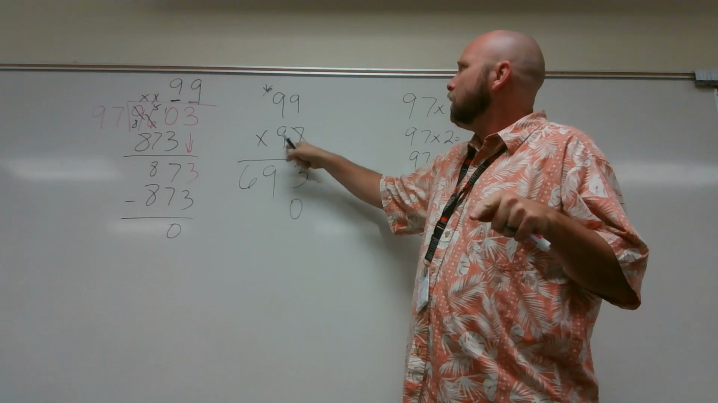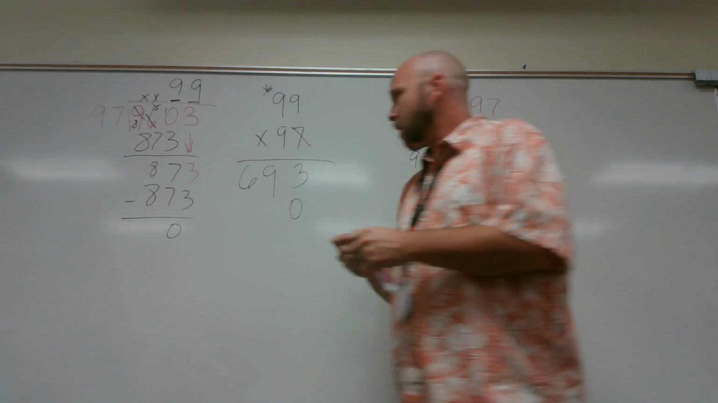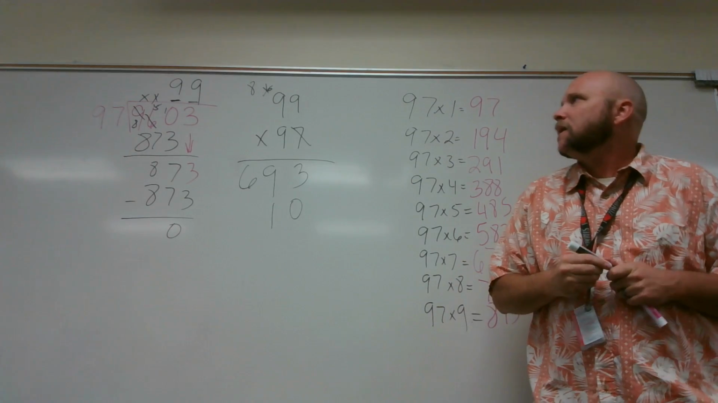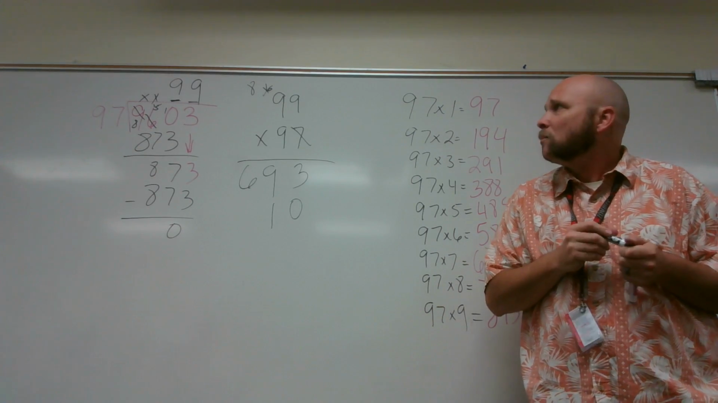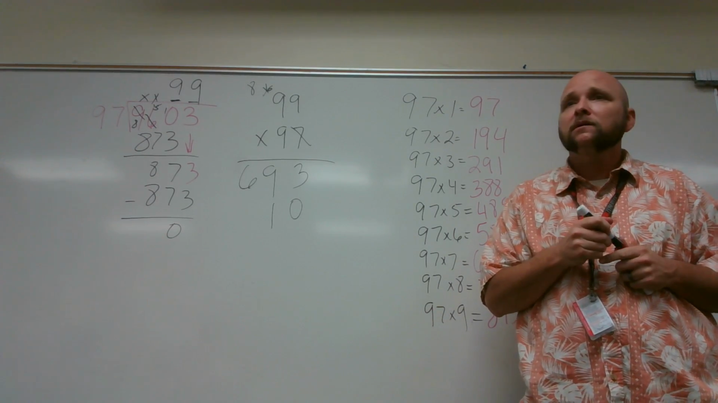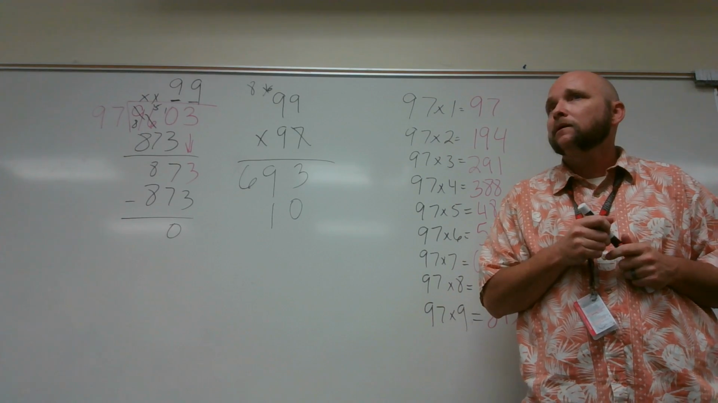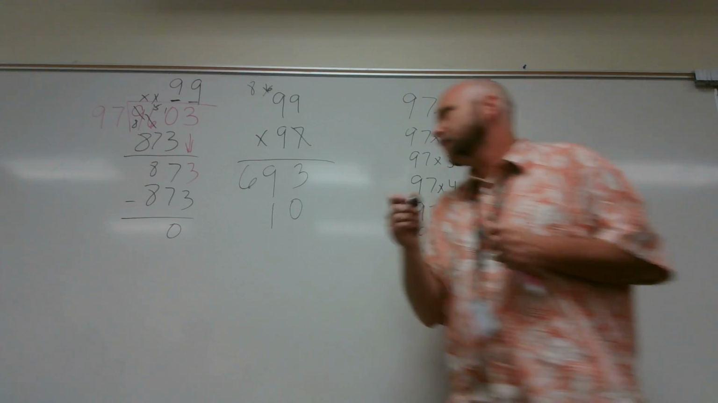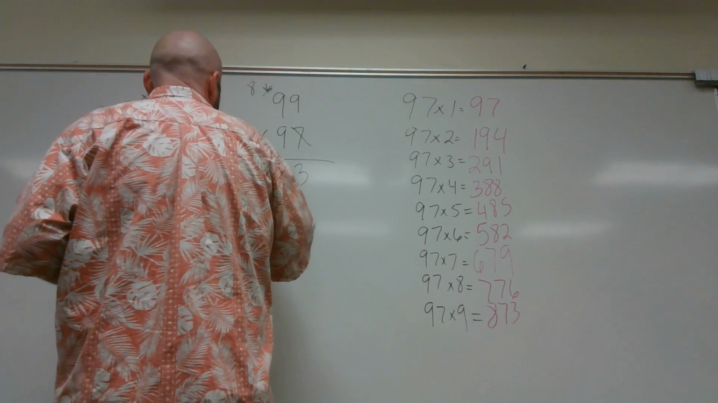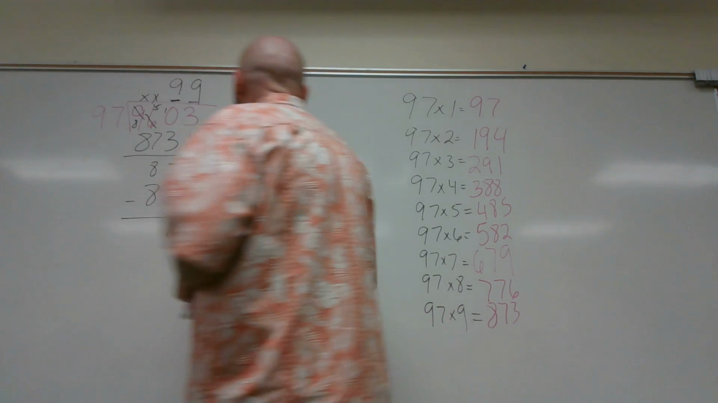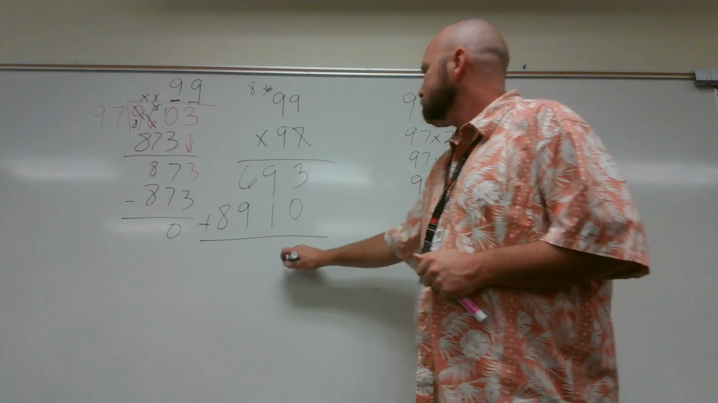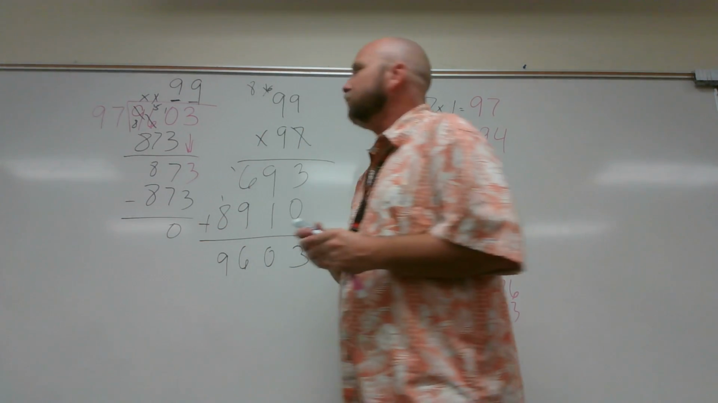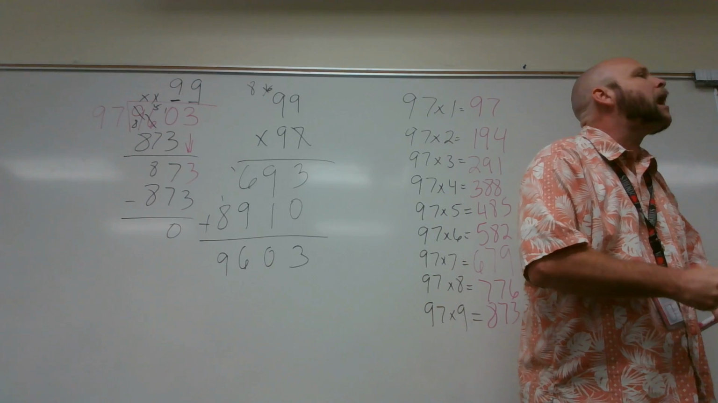Casey, 9 times 9 is 81. Carry my 8. Casey, 9 times 9 is plus 8. 81 plus 8. 89. We find our final product. It's a 3, that's a 0. Carry that, that's 16. Carry that, that's 9. 9,603. Stop the tapping.